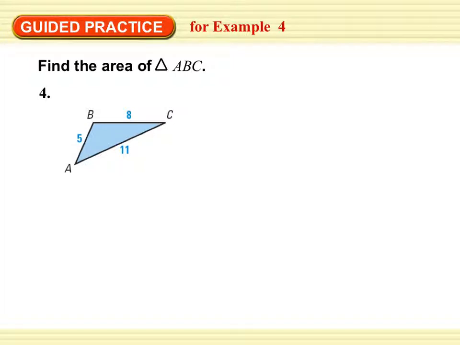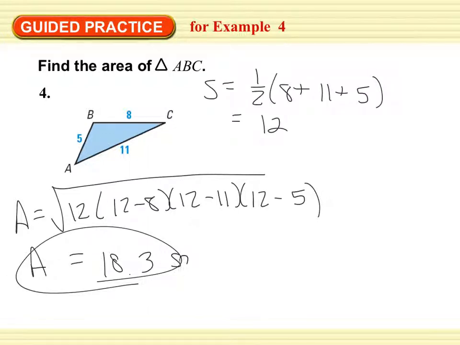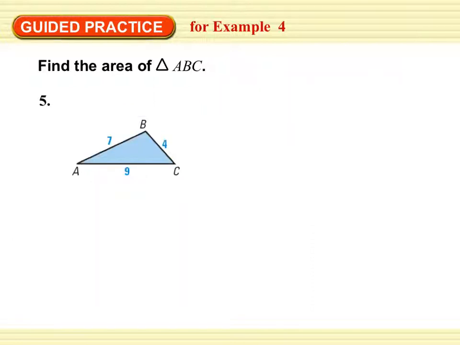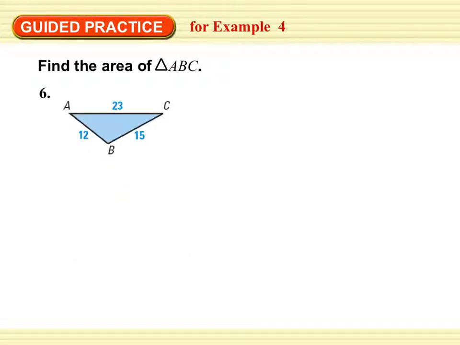All right, try this one. Find the area. First you have to find S, and then using S, find the area. I'll be right back. So the area here is about 18.3 square units. Same thing here, you can go ahead and practice it. I've got area about 13.4 square units. There are a lot of these to practice. The area here is about 80.6 square units using Heron's method.